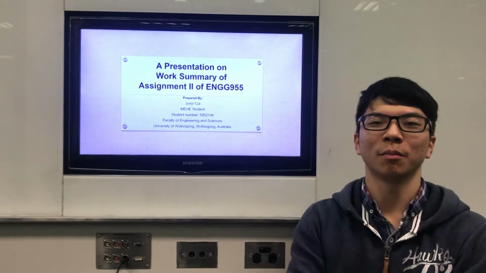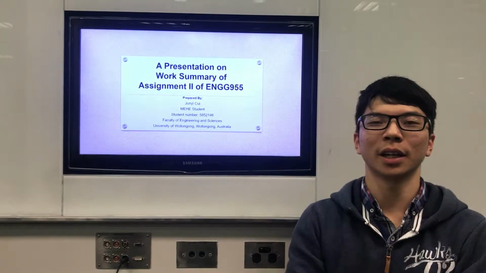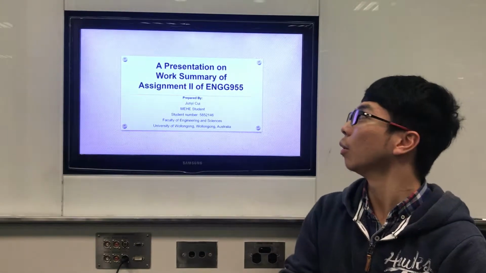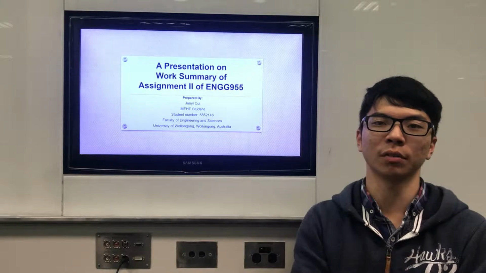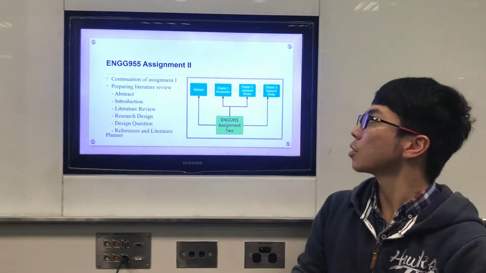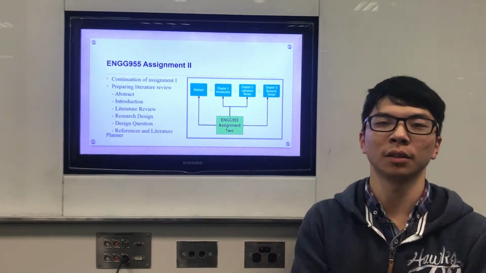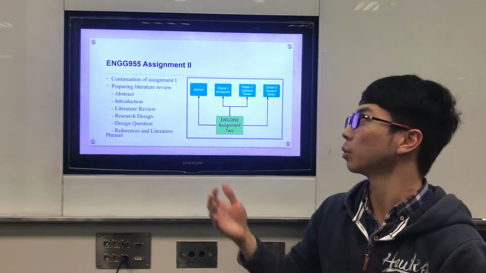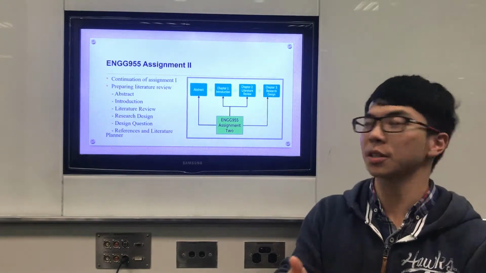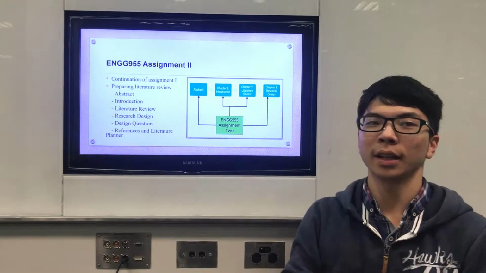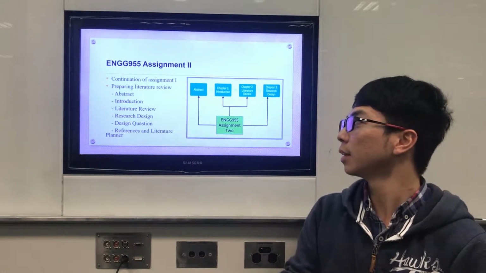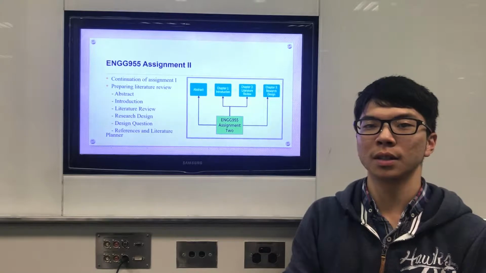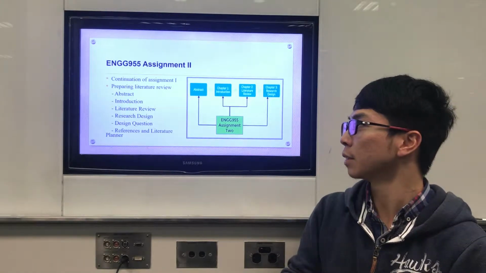Hi everyone, my name is Junyi, and today I will make a presentation on the work summary of assignment 2 of ENGG955. Assignment 2 is a continuation of assignment 1, and it contains an abstract, an introduction, a literature review, a research design, a research question, some references, and a literature planner.